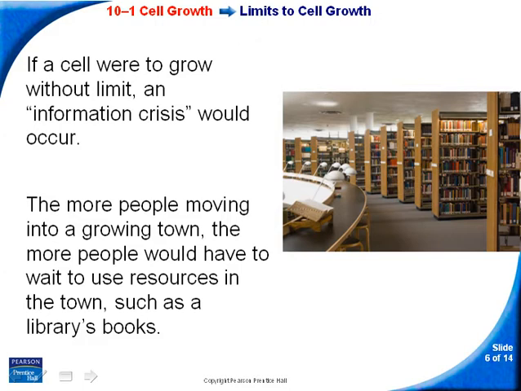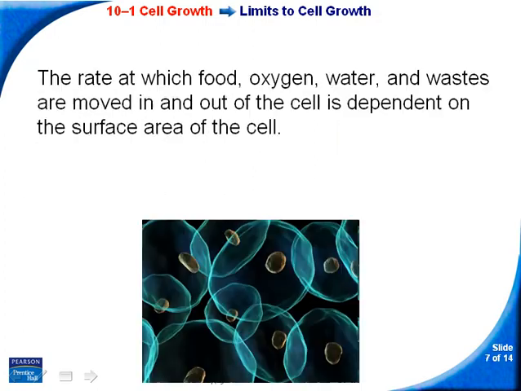And a similar thing happens in a cell. As the cell becomes bigger and bigger, there are going to be more parts of the cell demanding access to the DNA. And if the DNA is constantly being used by other parts of the cell, you're going to have the information crisis, where there are parts of the cell waiting to access the information, the DNA.